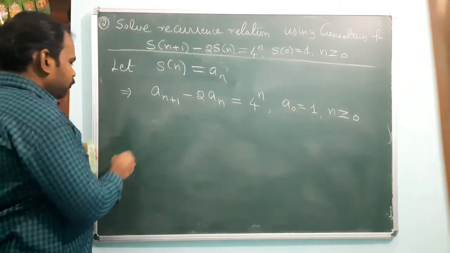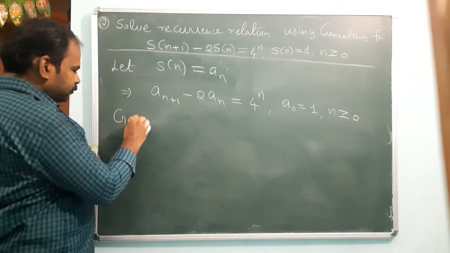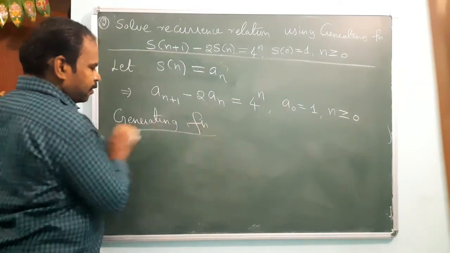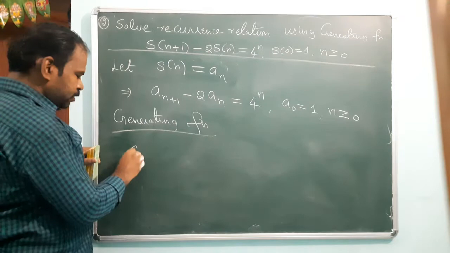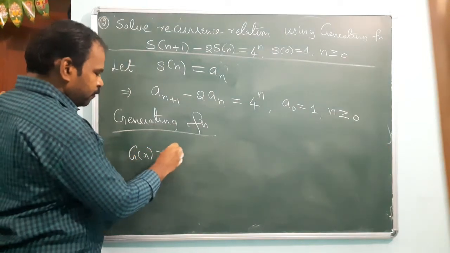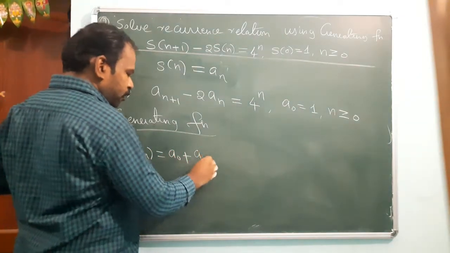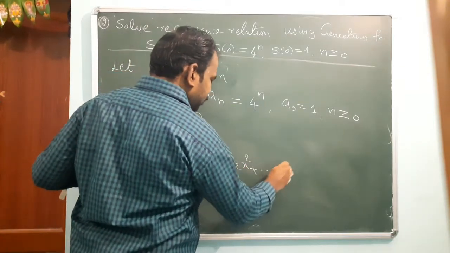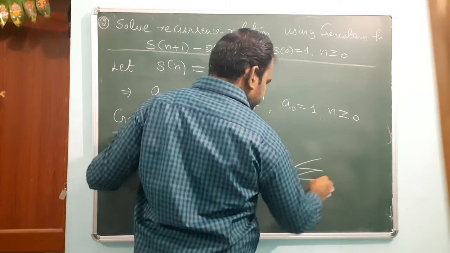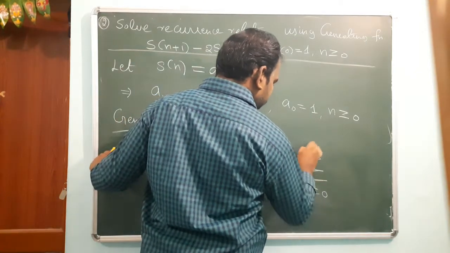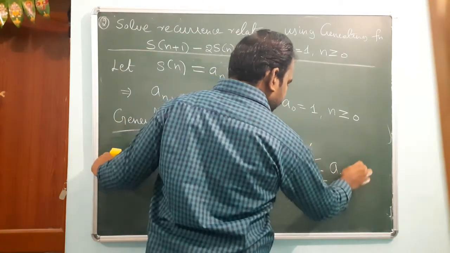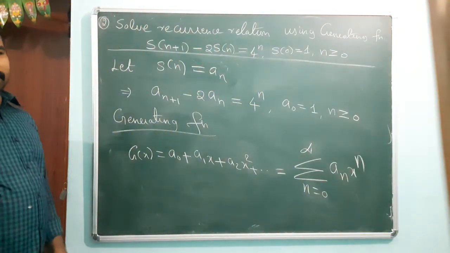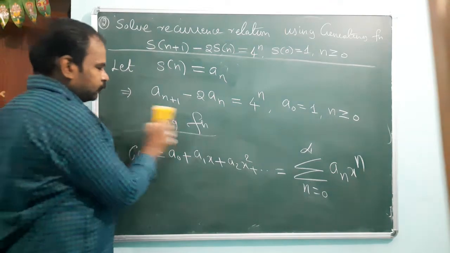Now what is a generating function? Generating function is g of x equal to a naught plus a1 x plus a2 x square plus etc., that is summation n equal to 0 to infinity a n x power n. This is our generating function.